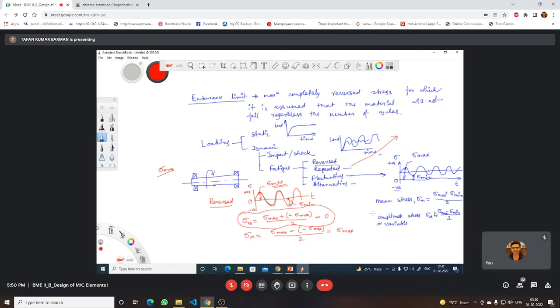Should I erase this part? Then I can easily draw it there, or I can use different color. Yes. If I use green color, can you see that? Yes, sir. Okay.